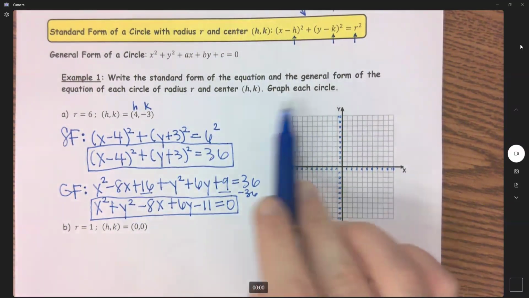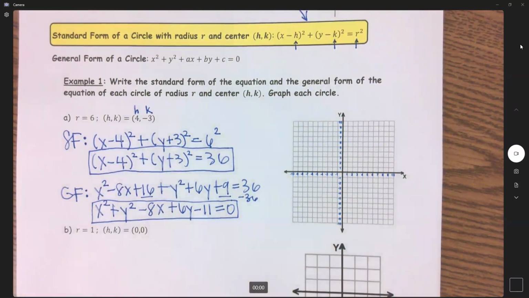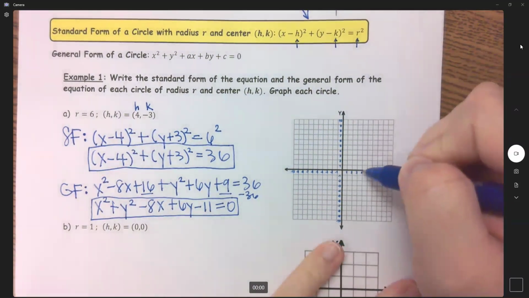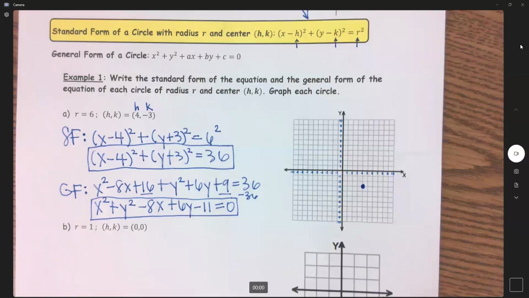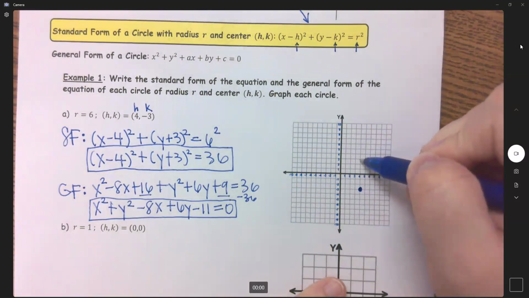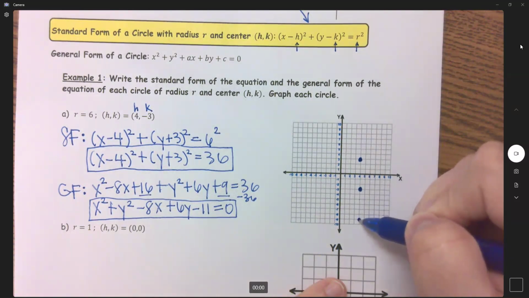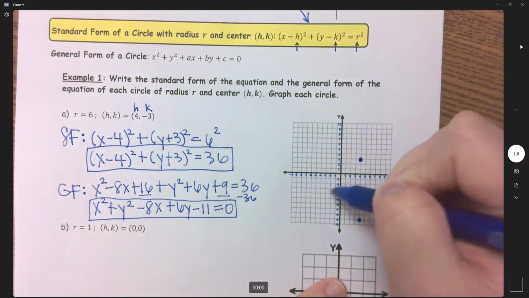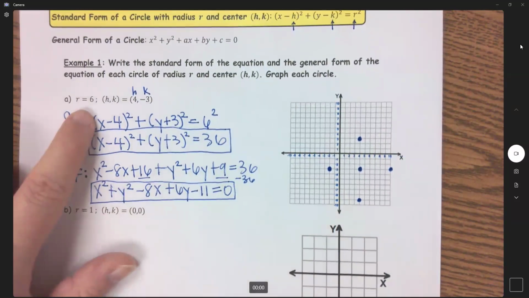Okay, now we also need to be able to graph each circle. Graphing really comes from this information up here, not even one of these equations. So I'm going to start by plotting the center of my circle. So we're at (4, -3). And then I have a radius of 6. So I'm going to go up 1, 2, 3, 4, 5, 6. Down 1, 2, 3, 4, 5, 6. Left 6. And 1, 2, 3, 4, 5, 6 to the right. So plot your center and then go up, down, left, and right, whatever that radius is.